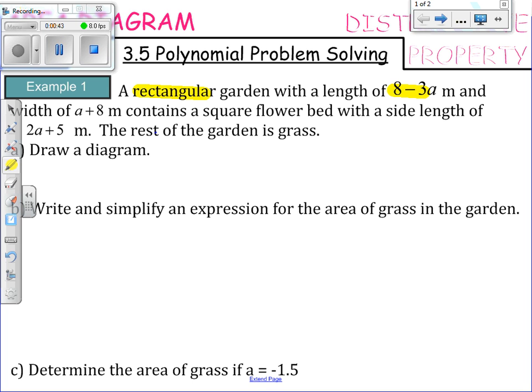And the width is a plus 8. And it contains a square flower bed with a side length of 2a plus 5. So you're also going to want to highlight that it's square. It's basically about picking out keywords and then actually drawing out the problem. That's why question 3a is draw the diagram.